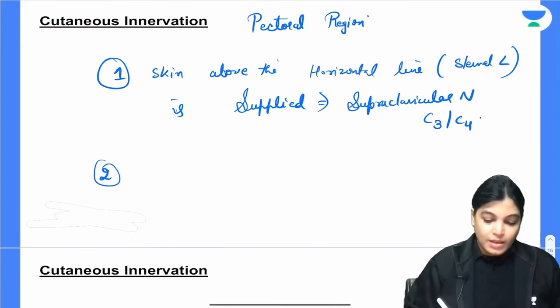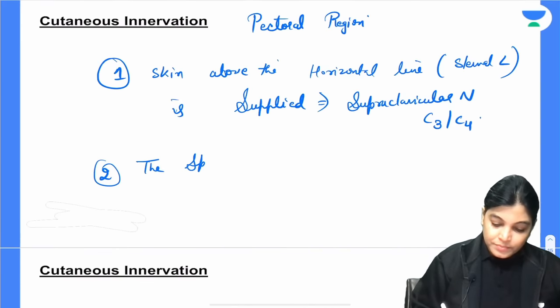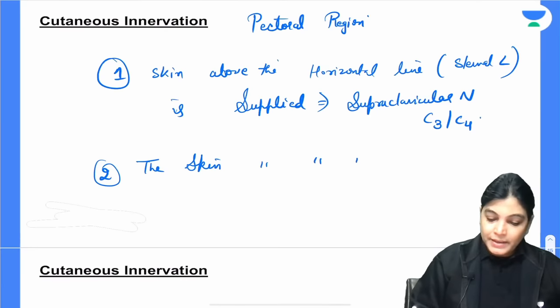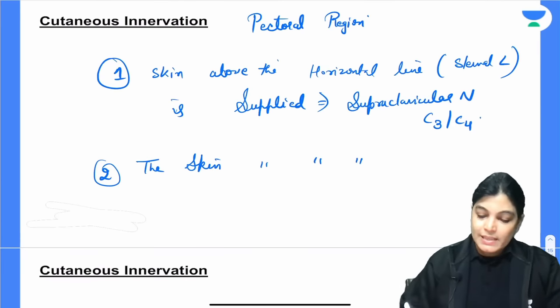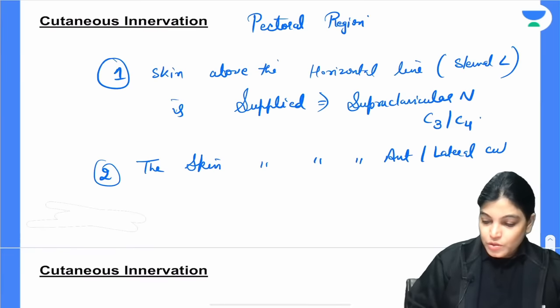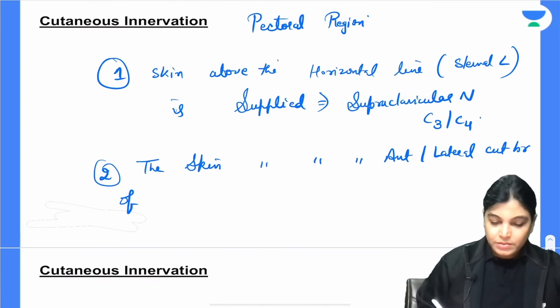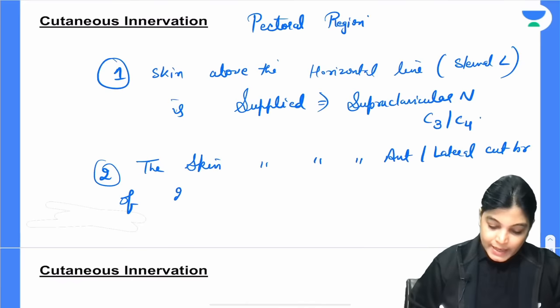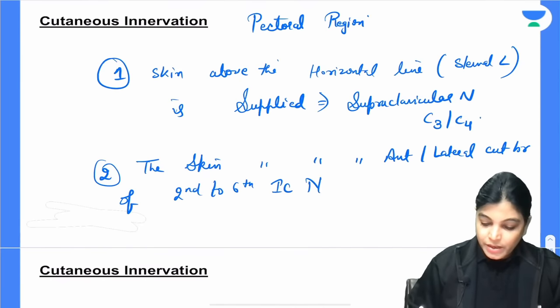Now, the skin below the horizontal line is basically supplied by the anterior and lateral cutaneous branches of the second to sixth intercostal nerves.